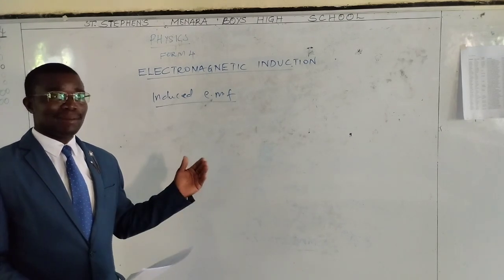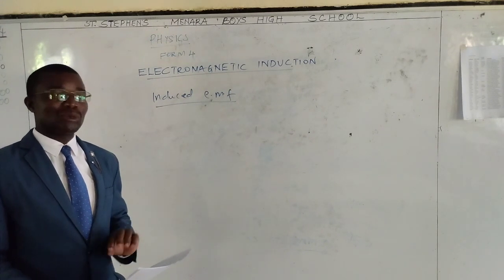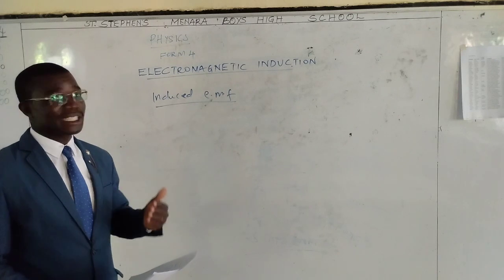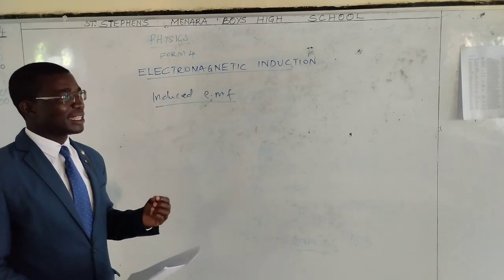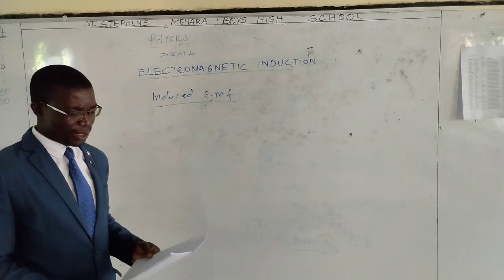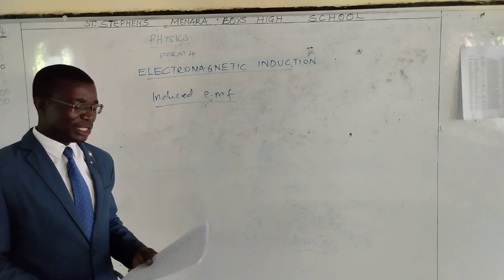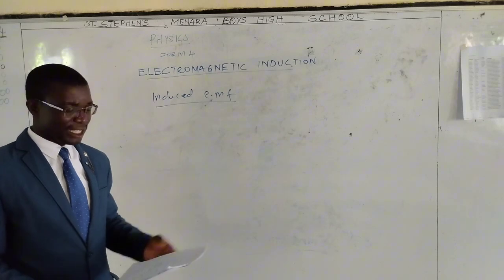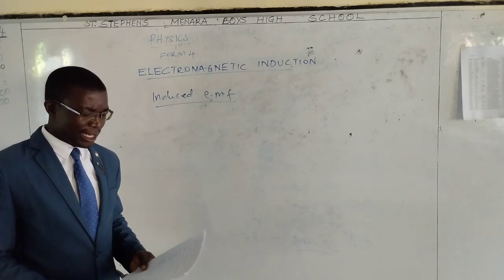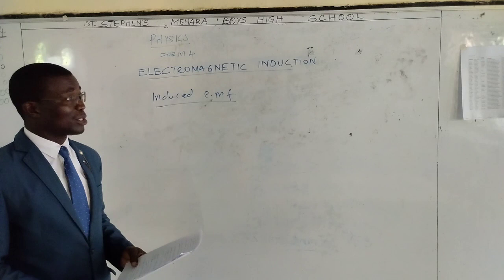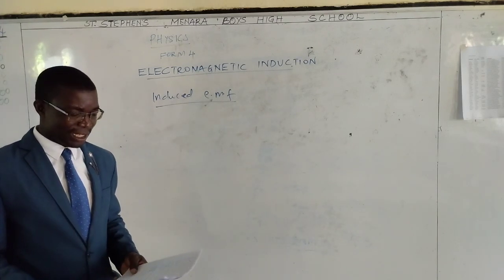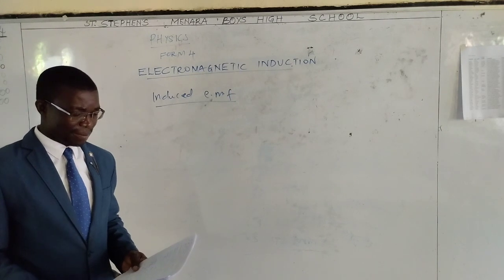We hold a magnet stationary and we move the coil, or we hold the coil stationary and we move the magnet into and out of the coil, and by so doing, you will be changing the magnetic field or flux linking the conductor. Now, whenever EMF is induced in a conductor, it causes induced electric current.